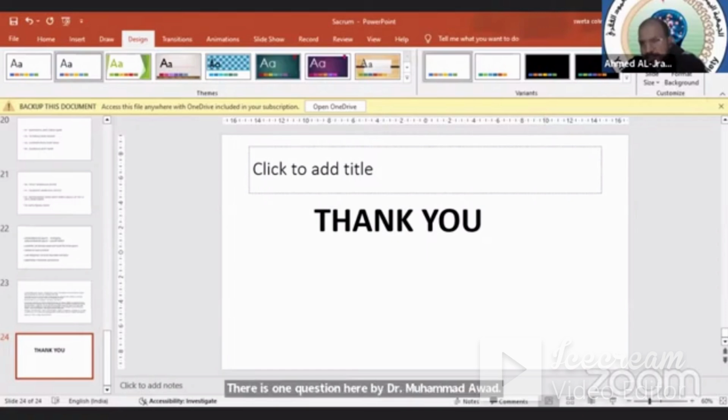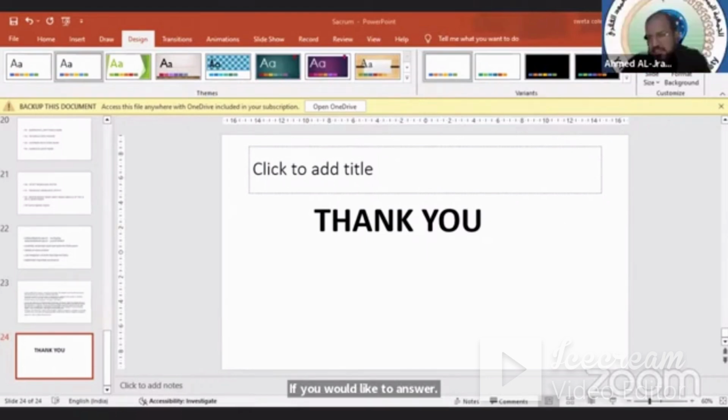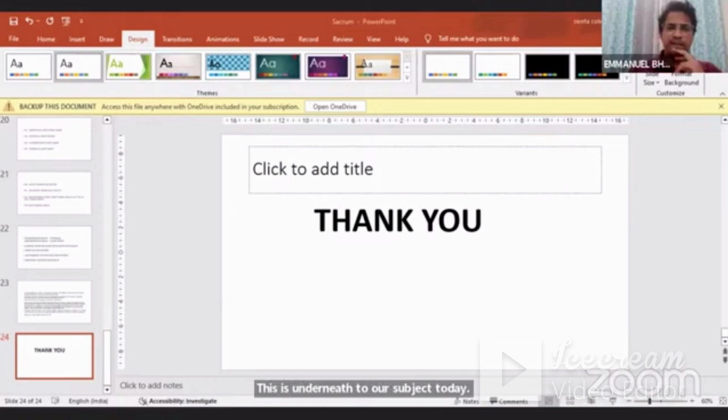Does pannus formation at C2 in a patient with Down syndrome lead to instability? This is not related to our subject, but if you would like to answer. Sorry, I didn't get you. He's asking about C2 pannus formation in Down syndrome. Because of the pannus, basically it causes erosion of the bone, and on top of that, if there is Down syndrome, there will be ligamentous laxity, which results in instability of the C1 and C2 joint. So it does cause erosion of the bone and instability.